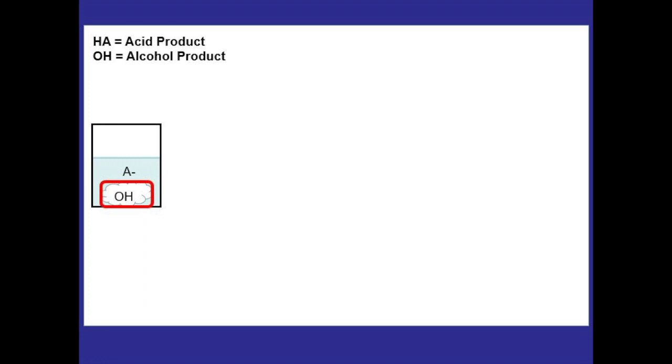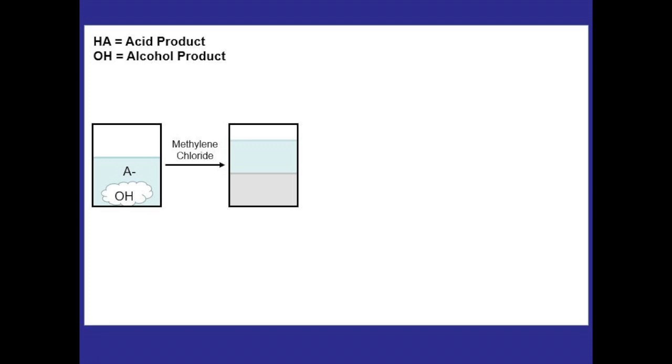To separate the two compounds, we can add an organic solvent like methylene chloride that will create a bilayer and start dissolving the alcohol product. Methylene chloride is more dense than water, so it'll be on bottom with the dissolved alcohol product, and the top aqueous layer will still contain the ionized acid product.